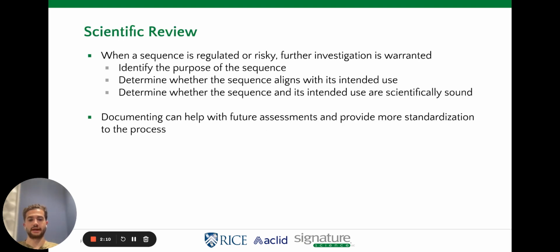When sequences are flagged due to regulatory or biological risk, it often warrants a review. The review is used to determine legitimacy and what, if any, safety precautions need to be taken. You'll probably want to document the results to reuse or look back later, and these will oftentimes be used for standardization and for helping make sure that you're conducting research safely and responsibly.